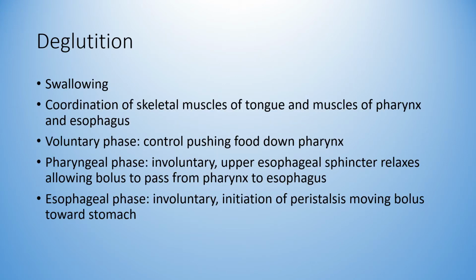The process of swallowing is known as deglutition. It's going to be coordinating skeletal muscles of the tongue, of the pharynx, of the esophagus. There's a voluntary phase of it where you're chewing the food and, okay, I'm ready to swallow. You kind of push it towards the back of your mouth, towards the pharynx area. When you hit the pharyngeal phase, that's involuntary. The upper esophageal sphincter is going to relax, and that food's going to go down. And then the esophageal phase is also involuntary, where it starts the initiation of peristalsis, moving that bolus towards the stomach.